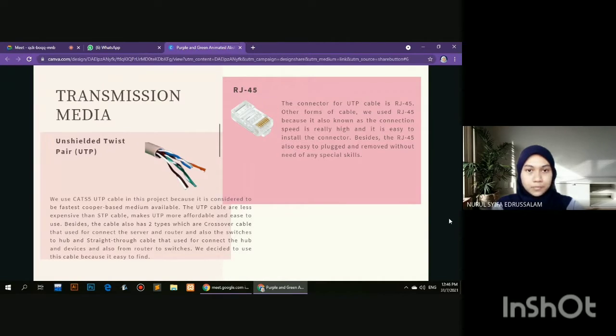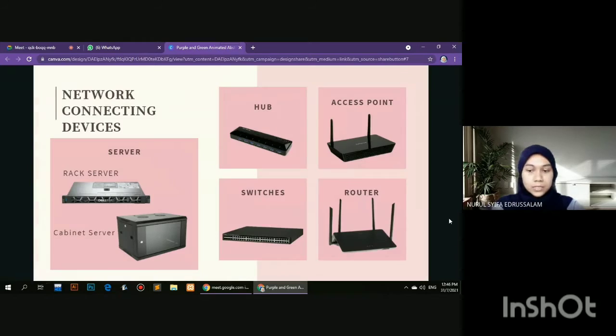The next is RJ45. The connector for the cable is RJ45. Other than the form of cable, we use RJ45 because it is also known for its really high connection speed and it is easy to install the connector. Besides this, the RJ45 is also easy to plug and remove without need of any special skill. The next is network connecting devices. We have server, hub, access point, switches, and router. For server, we have two, which are rack server and cabinet server.